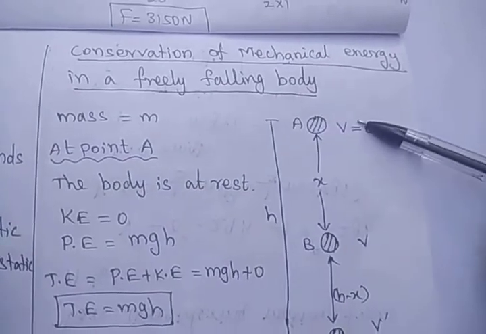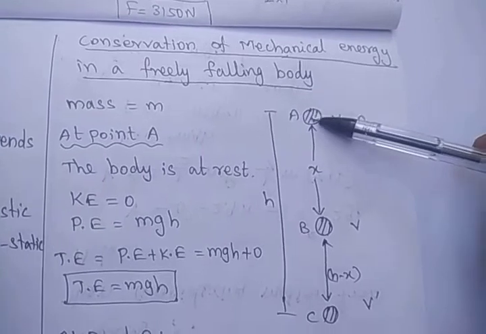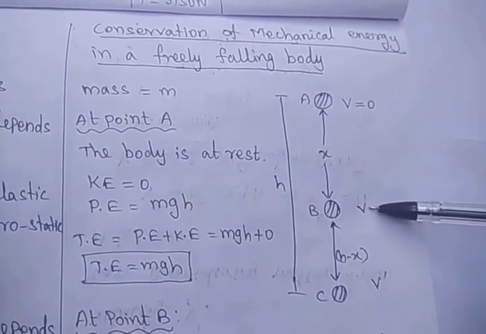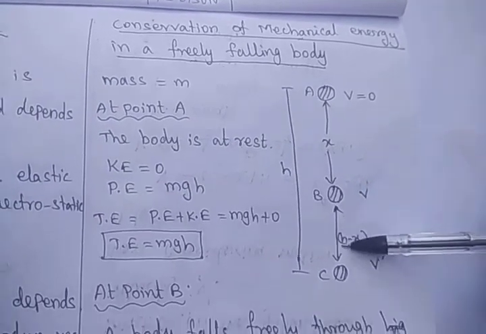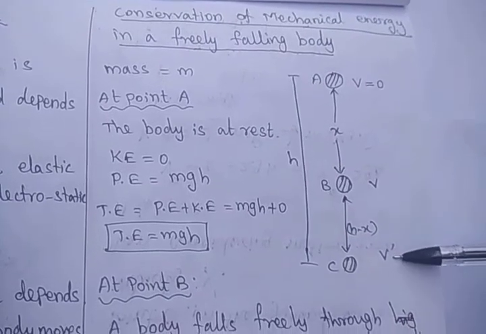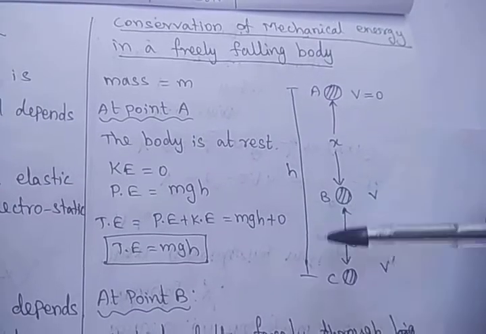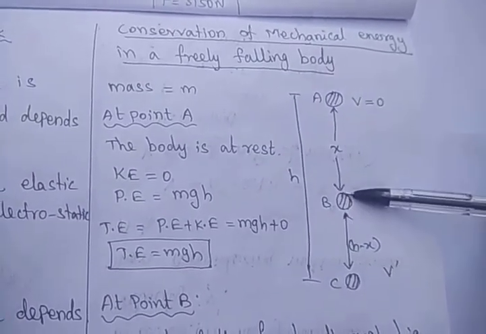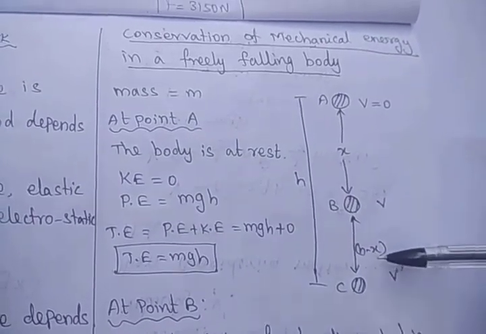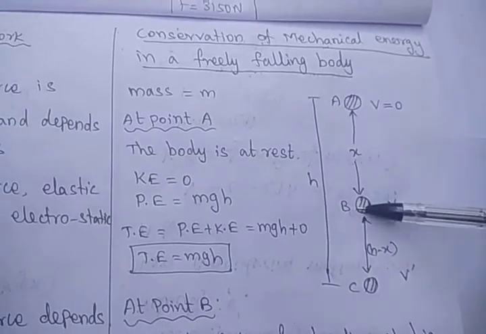The initial velocity is 0 because we are going to drop the ball from the point A, and it will travel a distance x and reach the point B with velocity v. After some time it travels a distance h minus x and reaches the ground with velocity v prime. So what is the total distance from A to C? It is h. This distance is x, so this distance is h minus x.